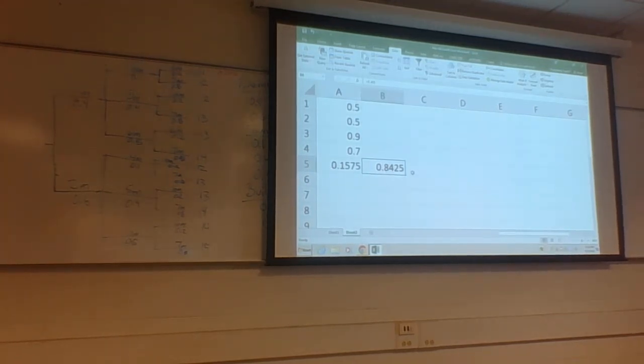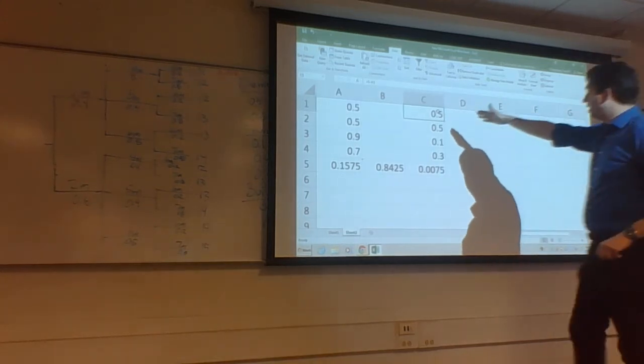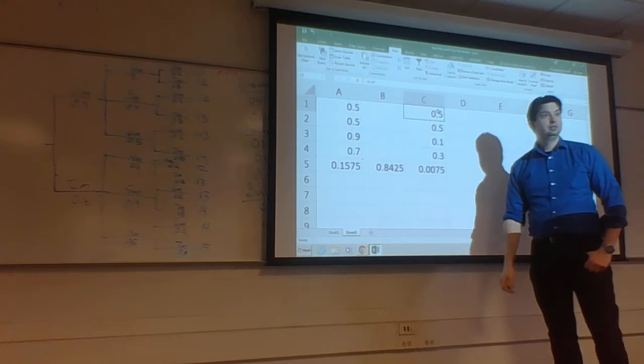So we want to figure out what's the chance that another one shows up. What would that be? How'd you get that? I took the chance that no one shows up. What would be the chance that no one shows up? That's the chance that no one shows up, because this is the chance any one person doesn't show up. And that's the chance no one shows up.